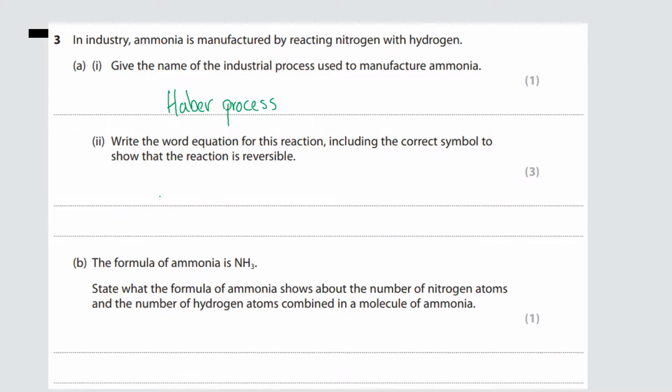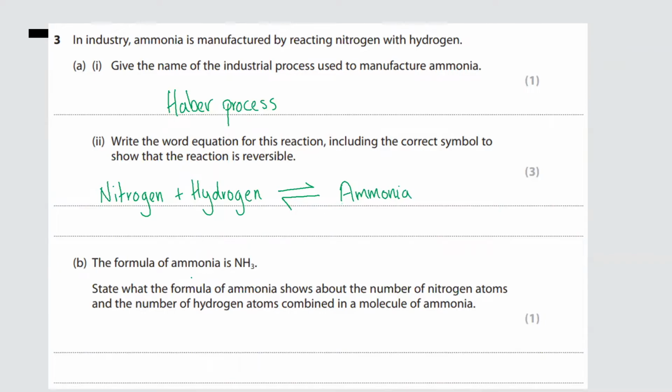Write the word equation for this reaction, including the correct symbol to show that the reaction is reversible. So again, it's just another word equation. We're told what the reactants are: nitrogen and hydrogen. Here we get another mark for the reversible reaction symbol, so the arrow goes both ways, to ammonia. That's nice, 3 marks to get there.